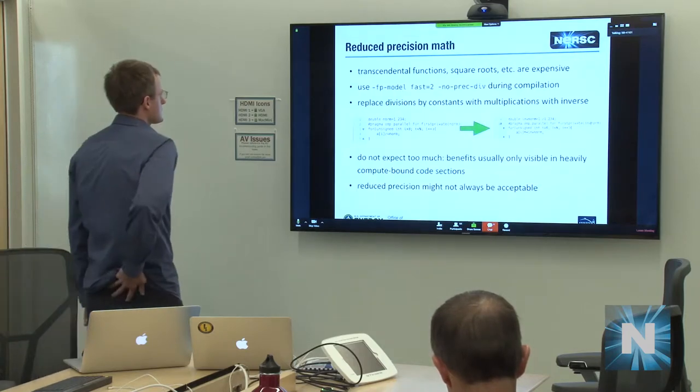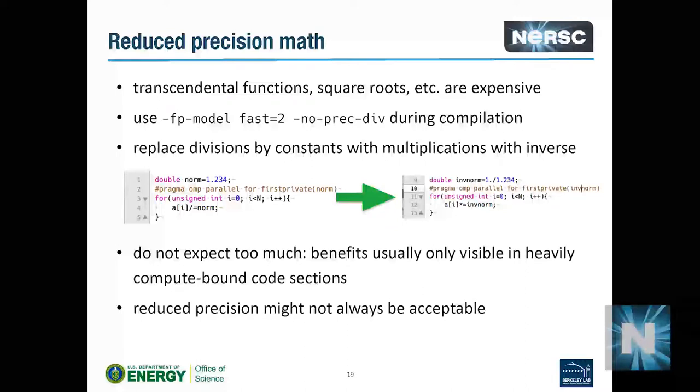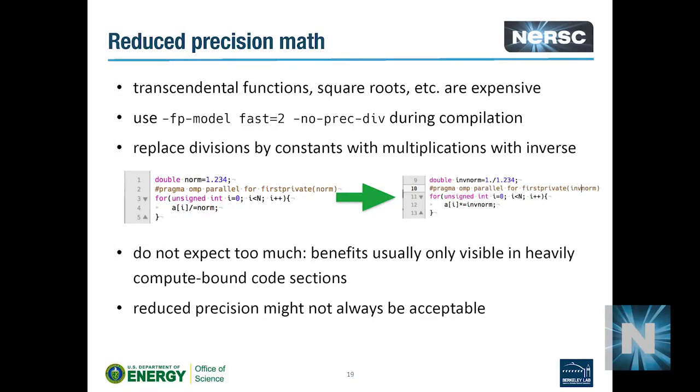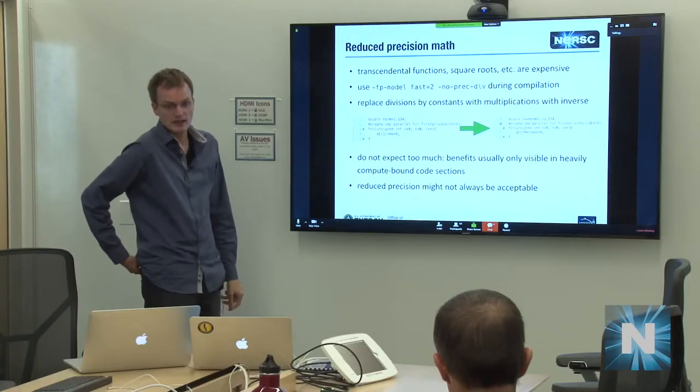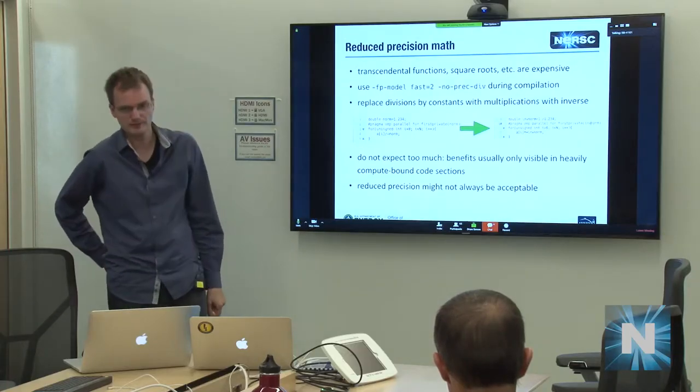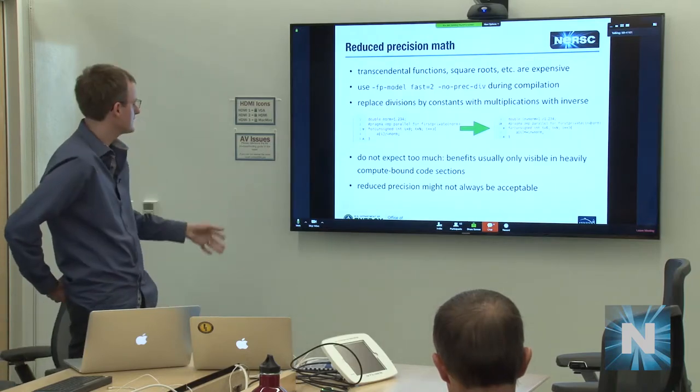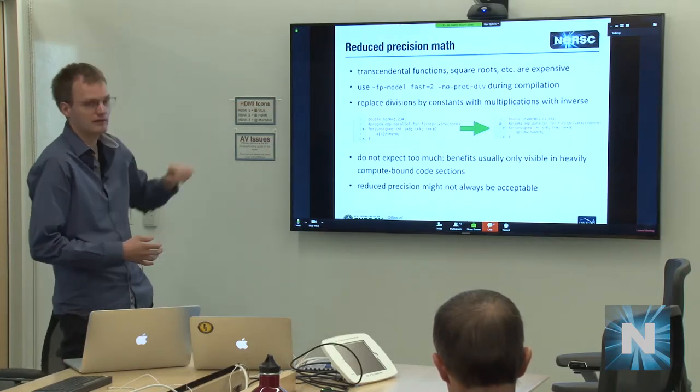There's also one thing which is called reduced precision math. If you have a lot of transcendental functions or square roots, exponentials, whatever, they are expensive. And the KNL ISA has so-called reduced precision variants of those. You can enable them by specifying -fp-model fast=2 in the Intel compiler, with no-prec-div during compilation. And this can help you. Don't expect too much from it, but if you are very heavily using these kinds of things, it might really help you.